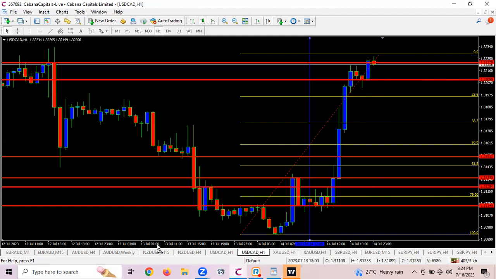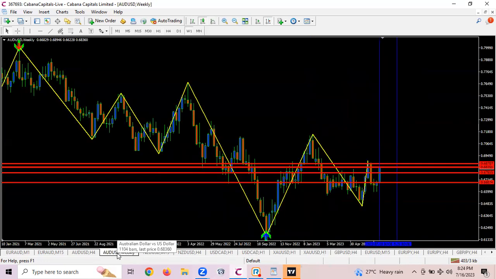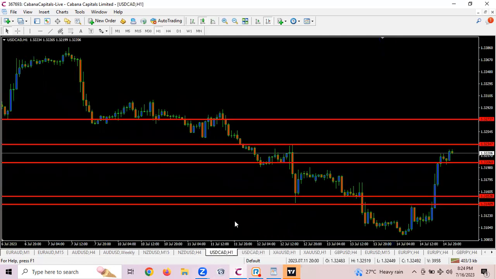It might not get to this level. Once you see that Australian dollar USD gives you a sell setup, then there should be a buy setup on USD CAD. The candlestick formation will give you, you have the candlestick formation setup on the USD CAD. Okay, I hope that is clear. It's simple, keep it simple.